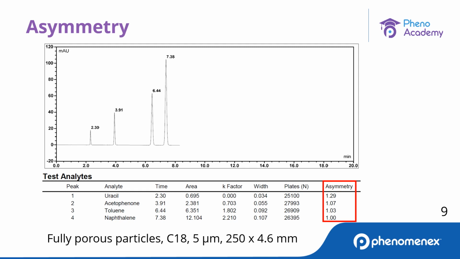Here you see the asymmetry factors of the peaks pointed out. And there is one symmetrical peak, but overall tailing peaks are more common than fronting peaks.